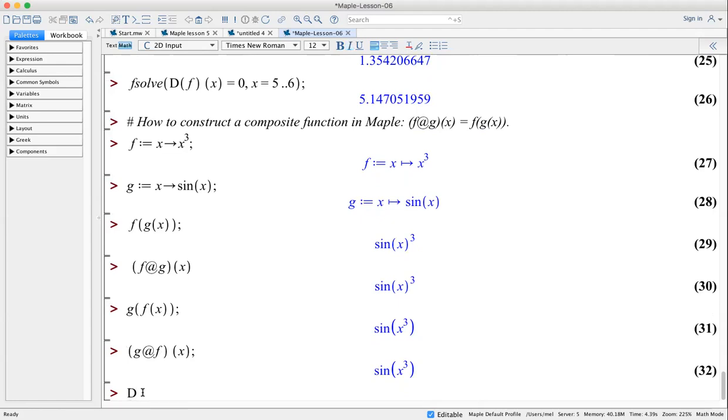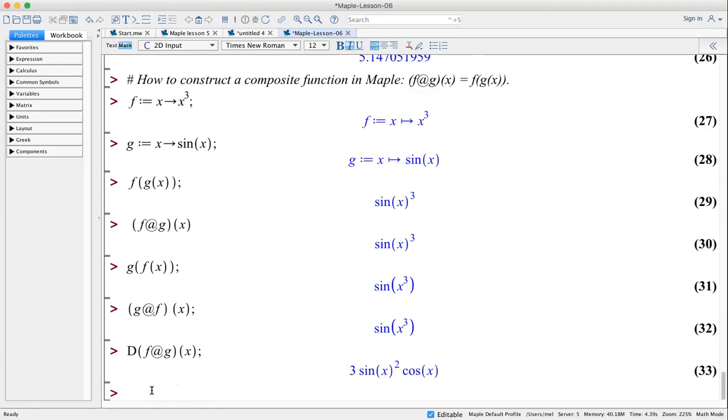What is the derivative of f composed with g of x? So when you learn the chain rule, when you use the chain rule, f composed with g is the sine of x cubed, and the derivative is 3 sine of x squared cosine x. So this is the chain rule.